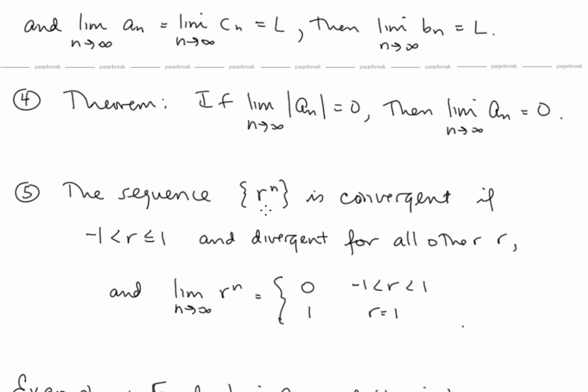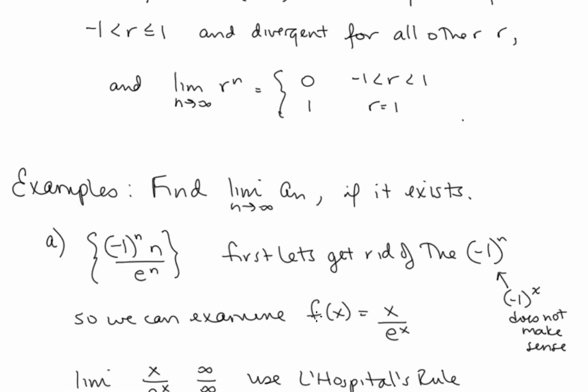We also know that the sequence r to the n is convergent if r is greater than -1 and less than or equal to 1. And it's divergent for all other r values. And if r is strictly between -1 and 1, that sequence converges to 0. If r is equal to 1, that sequence converges to 1. And now let's take a look at some examples.